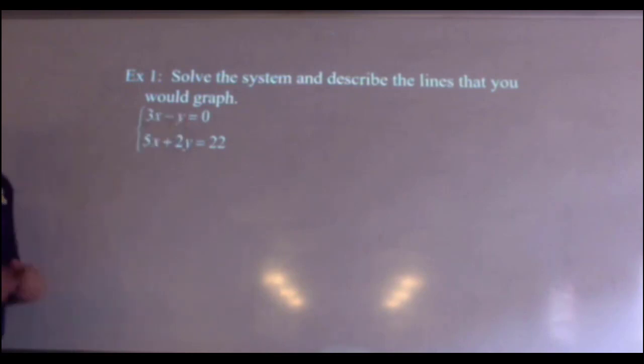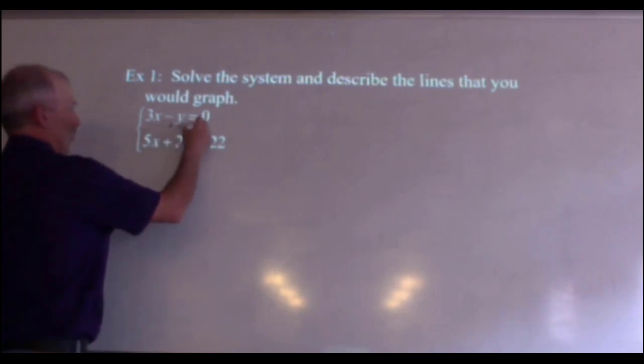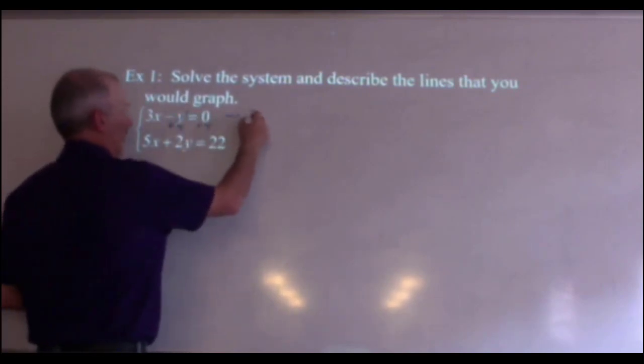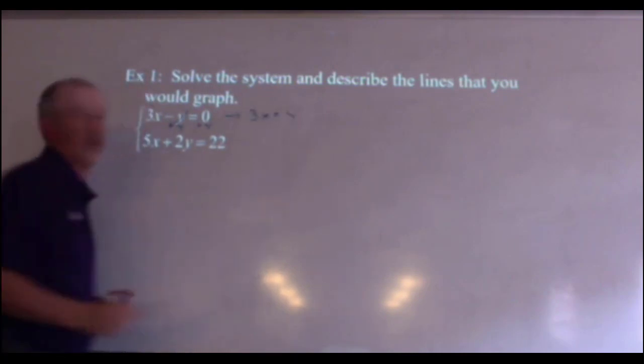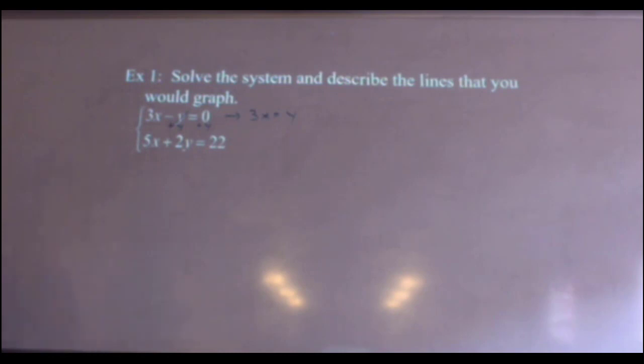Okay? And the way we can get the y by itself in this case is if I just add y to both sides of my equation, it's gone from there, and then we have 3x equals y. Okay, and that is our goal if we're going to use substitution, is we want to get one of the variables completely by itself, either x equals or y equals.